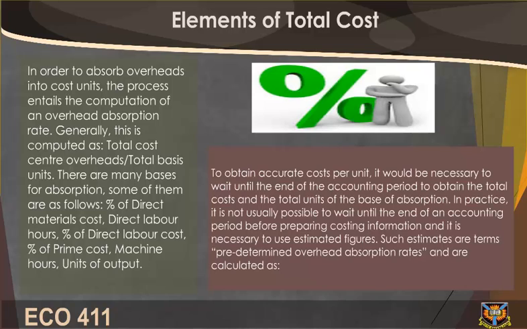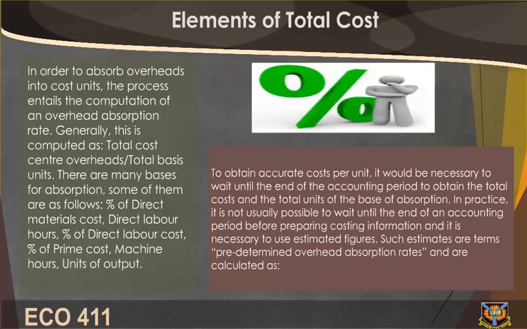percentage of direct material cost, direct labor hours, percentage of direct labor cost, percentage of prime cost, machine hours, units of output. To obtain accurate cost per unit, it will be necessary to wait until the end of the accounting period to obtain the total cost and the total units of the base of absorption. In practice, it is not usually possible to wait until the end of an accounting period before preparing costing information, and it is necessary to use estimated figures.